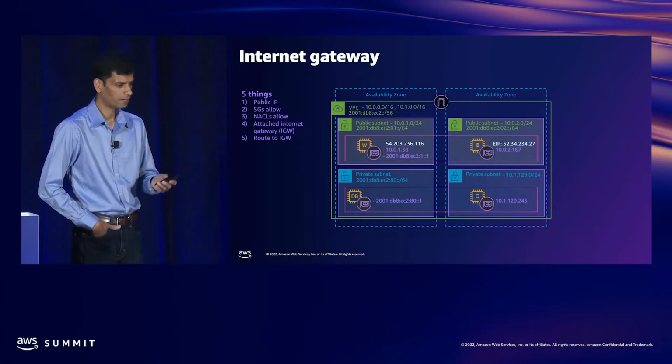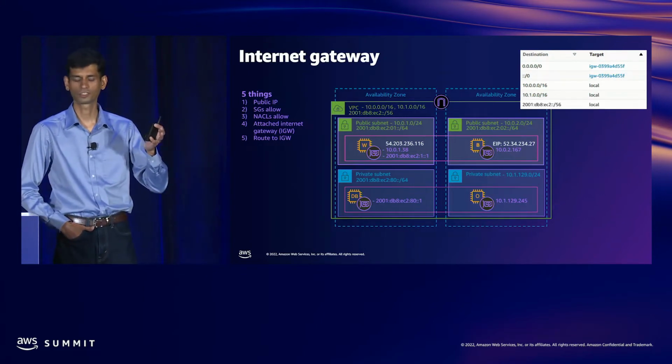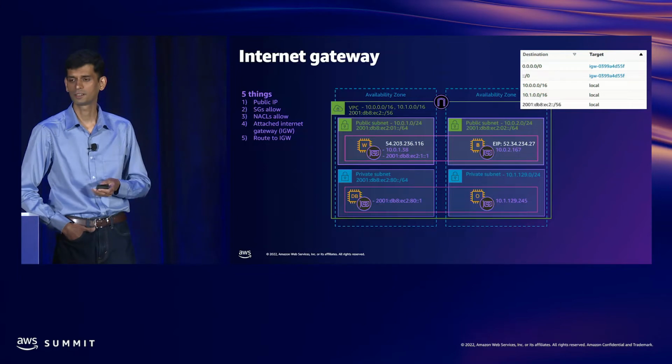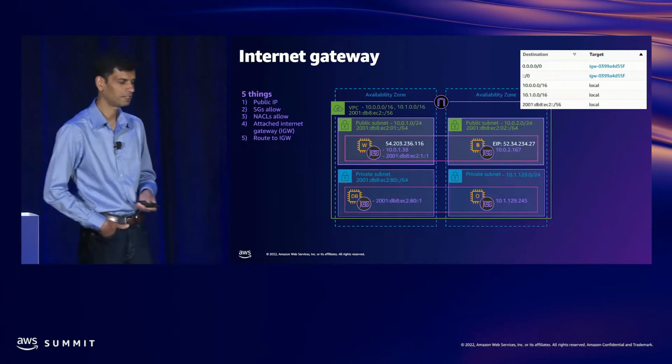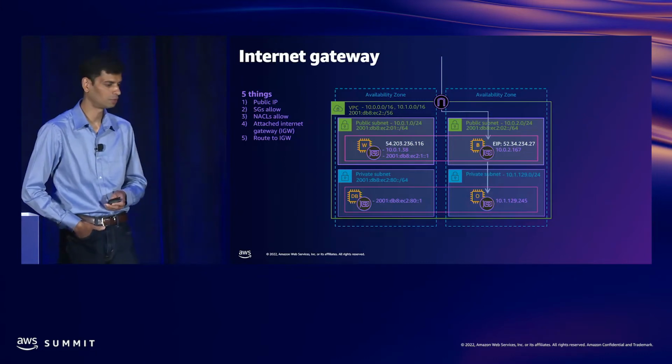Now, once you have that, you can create a routing table entry which specifies that for all external destinations, the next hop is the internet gateway. And with all these in place, you will be able to SSH into your bastion server and access the observability data.